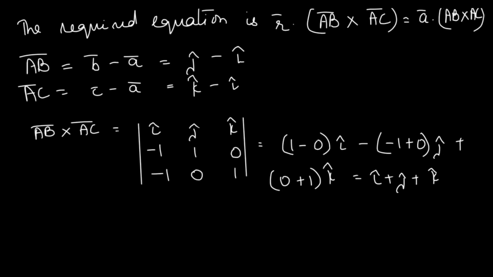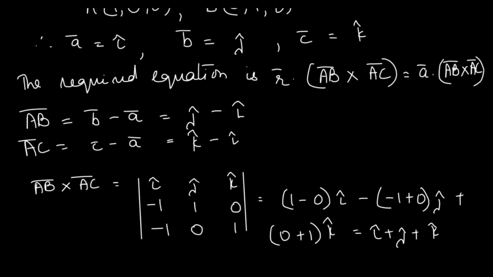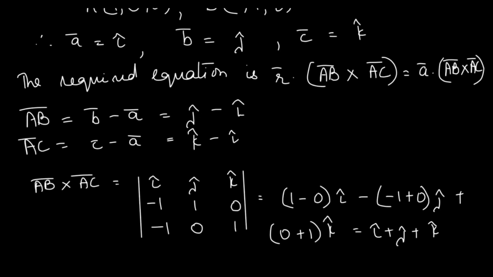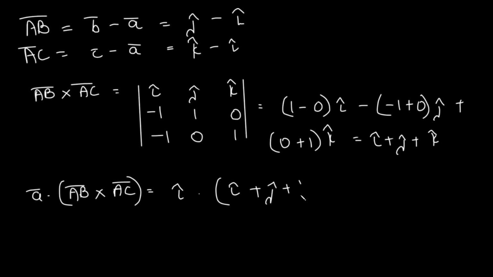Also we require a dot AB cross AC from the formula. Now what is a in this case? A, as you saw just now, is i bar, i cap. Okay, so when we find a dot AB cross AC, we get i dot this vector i plus j plus k, which is 1 into 1, only i is there, j and k are 0, so 1 into 1, which is 1.